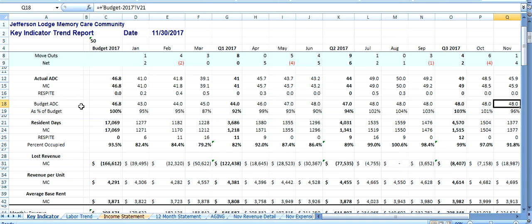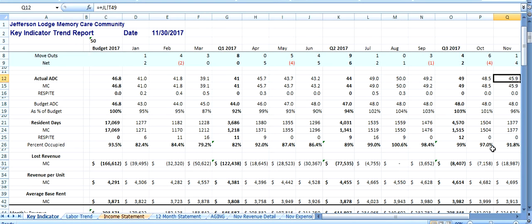My budgeted ADC, my budgeted average daily census. Your budget is basically your goal. I don't want to sound condescending on these videos. I'm just explaining it for general because you might be a pro at these financials or you might be a novice. I'm just going to explain it as if you were going through this for the first time. Your budget is basically your goal. So my goal was to have an average daily census of 48.